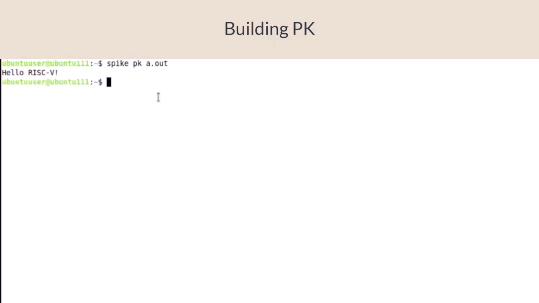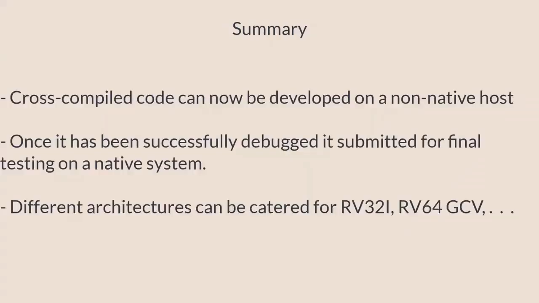The file a.out can now be run on the x86 host under the framework of Spike and PK without having to copy it over to a RISC-V system. This use of Spike greatly shortens development time.